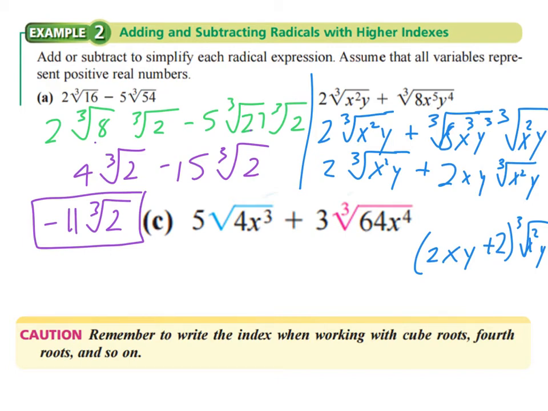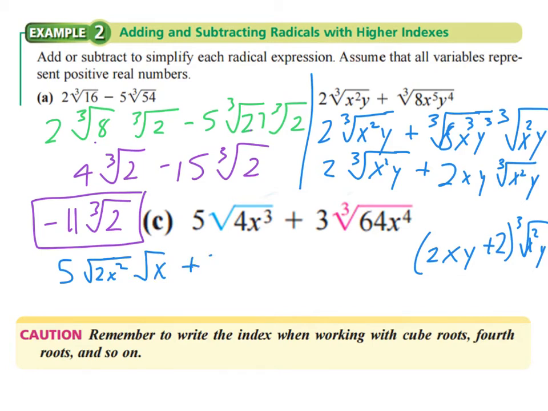On our example C, notice we've got a square root of 4x cubed and a cube root of 64x to the 4th. Now we can simplify both of those, but again it is a square root and a cube root that we are dealing with. So if I start over here, I can square root a 2x squared out of the 4x cubed. That leaves me with a square root of x.